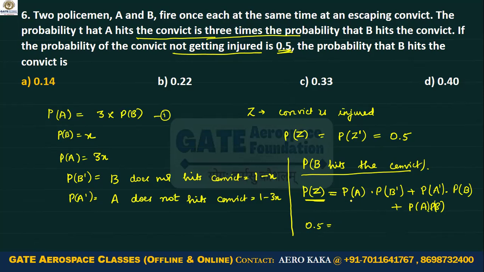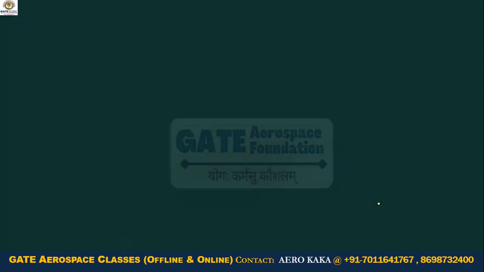now substituting the values, I got the value of P of A, which is 3x. I got the value of P of B prime, that is 1 minus x, plus P of A prime is 1 minus 3x, plus P of B is x, and both of them hitting is x into 3x. Now I got this equation. I need to solve this.